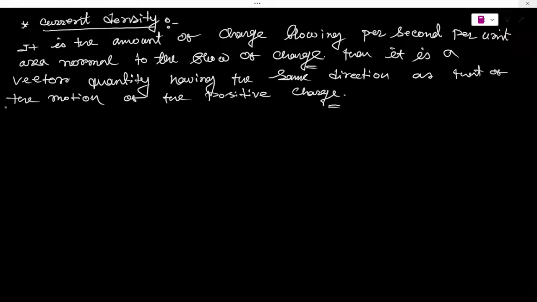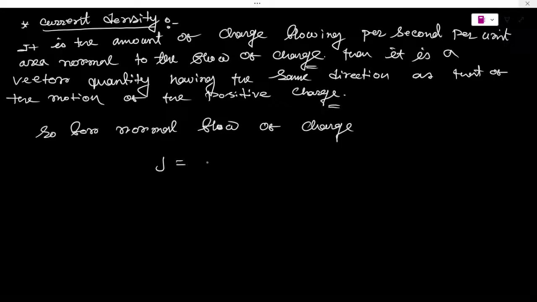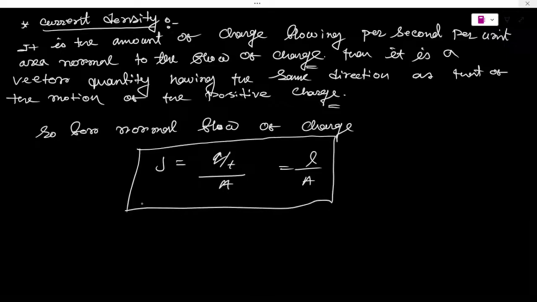So for the normal flow of charge, basically J is equal to Q divided by t times area A. Q by t is basically I, so current density J is equal to I by A. It means it is the amount of charge flowing per second per unit area normal to the flow of charge, and it is a vector quantity having the same direction as the motion of positive charge.